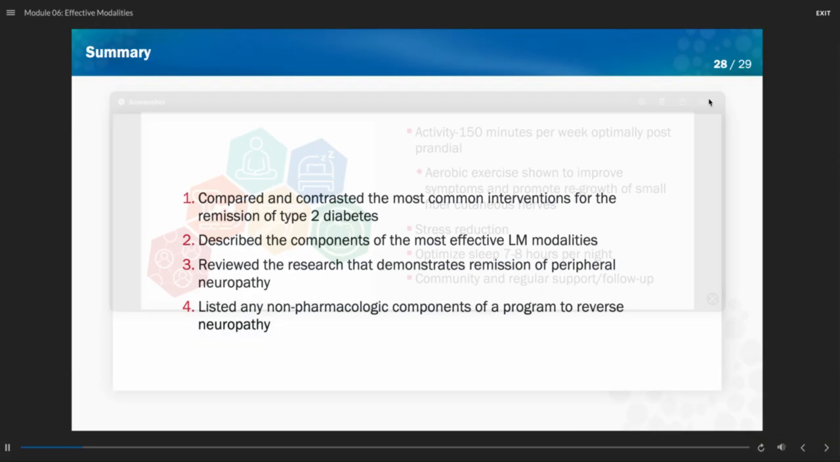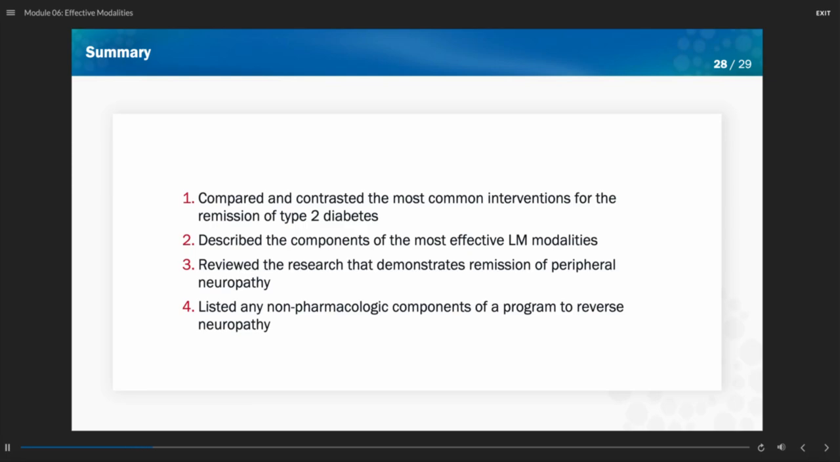In summary, we have compared and contrasted the most common interventions for the remission of type 2 diabetes, described the components of the most effective lifestyle medicine modalities, reviewed the research that demonstrates the remission of peripheral neuropathy, and finally listed any non-pharmacologic components of a program to reverse neuropathy.